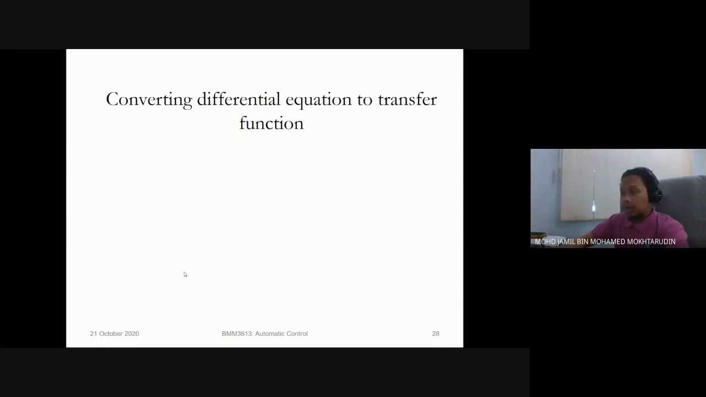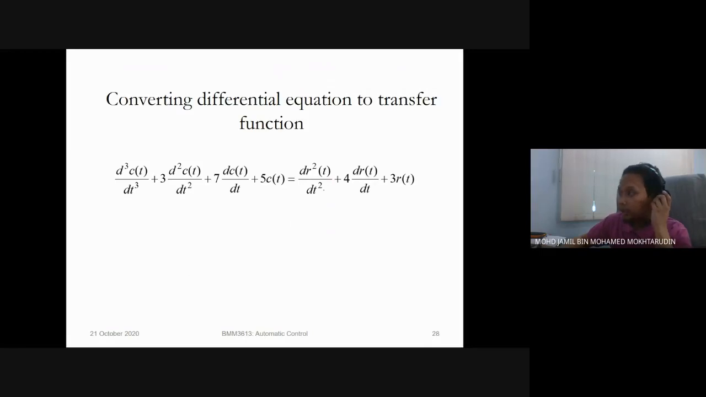Okay, let's look at an example of how to convert a differential equation to a transfer function. So let's say you are given this differential equation. If you want to do this manually using integration, it will be very difficult. So we can use Laplace transform to convert this into frequency response.